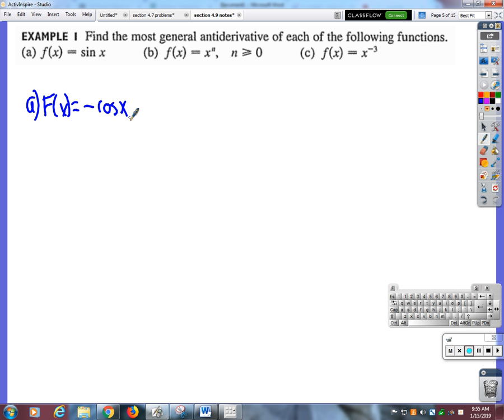Now, there's one little extra piece that we have to throw on here. What's the derivative of negative cosine? Sine, okay? What's the derivative of negative cosine plus 2? Sine of x, right? Because the derivative of 2 is 0, okay? What's the derivative of negative cosine x plus 20? Sine of x. What's the derivative of negative cosine x plus 201? Still the sine of x. What's the derivative of negative cosine of x plus 2015?